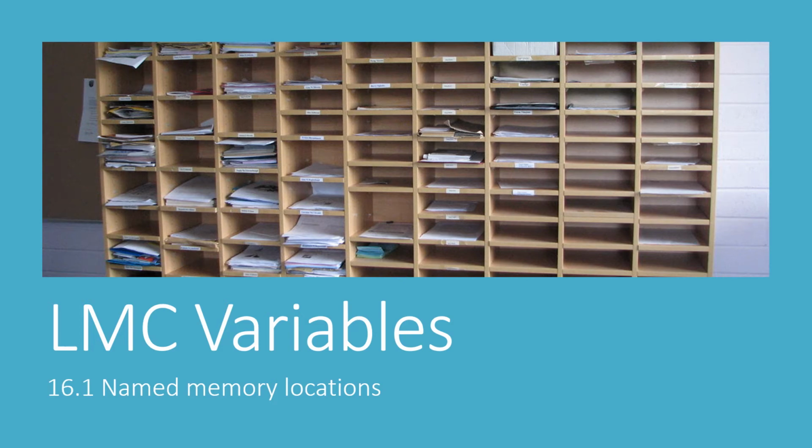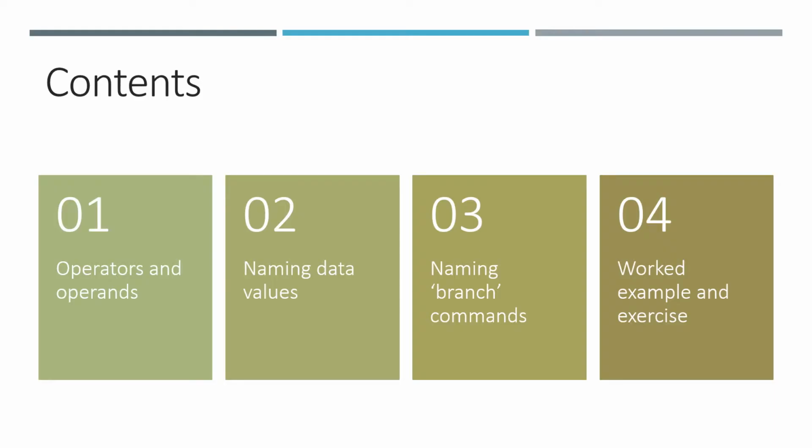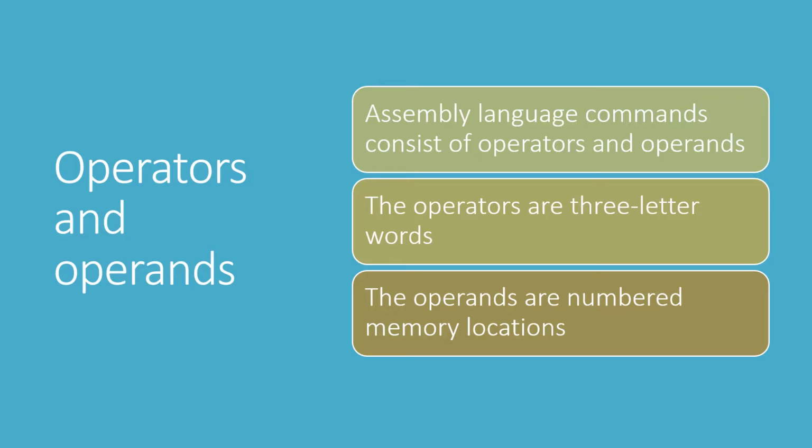Hello and welcome back to lesson 16.1, which is the next in our series of lessons about LMC or Little Man Computing. In this lesson, we'll look at how LMC commands include both operators and operands, and how we can add names to our programs to name the data locations, and we can use this to implement branching commands. We'll look at some worked examples and I'll set you an exercise.